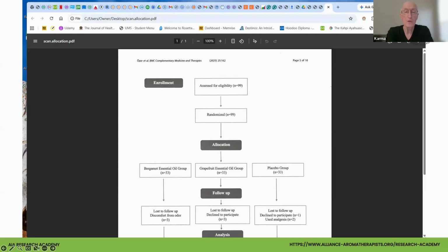So they have two intervention groups, one with bergamot and one with grapefruit. And then they have a placebo group, a comparison group. And then they do the follow-up and they tell about who was lost to follow-up, and then they do the analysis. So that's an easy way to explain to the audience what you did with the people that you recruited. Next slide.